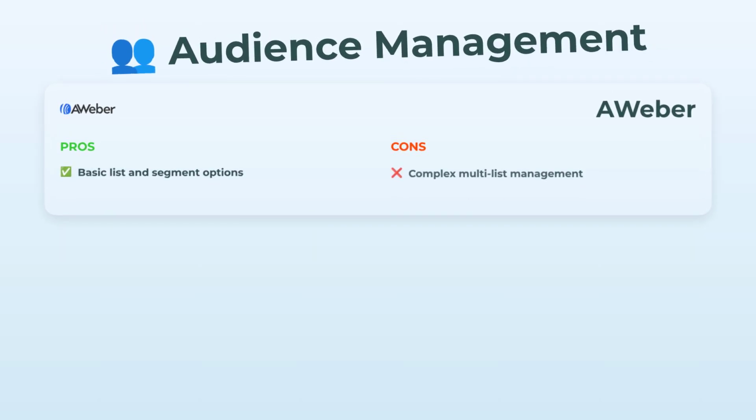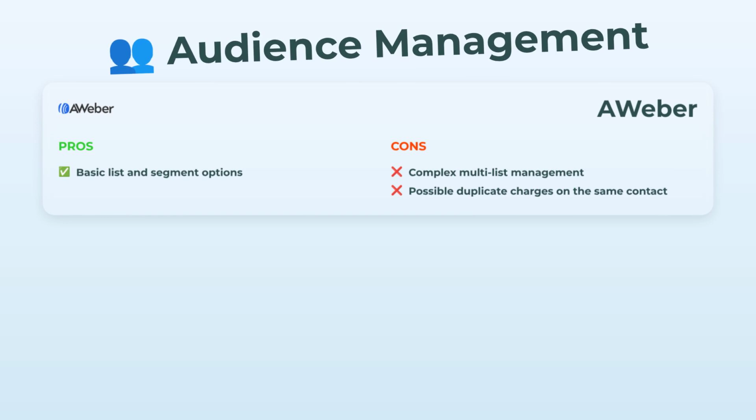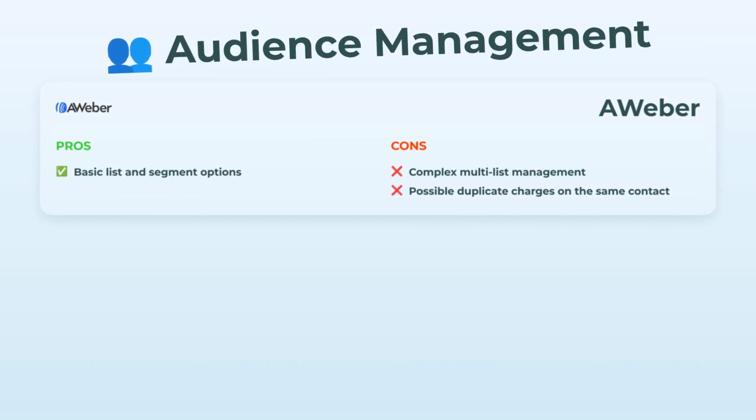Audience management time. AWeber sticks to the basics. You get your lists and some simple segmenting, but managing more complex lists starts to get, well, confusing. And don't forget, you might get billed twice for the same email if it's in two lists.